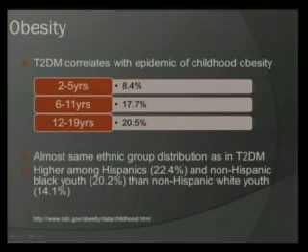So the incidence of type 2 diabetes is directly correlated with the incidence of obesity. The 2011-2012 data showed 8.4% of children 2 to 5 years old were obese, and 17.7% of children between 6 to 11 years, and 20.5% of children between 12 to 19 years old were obese.